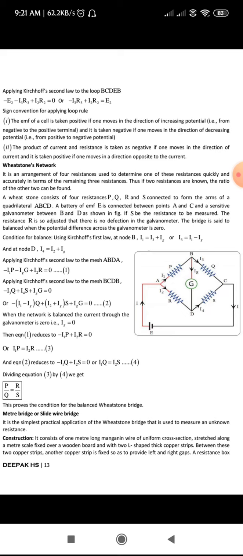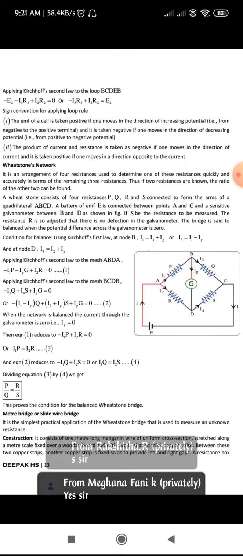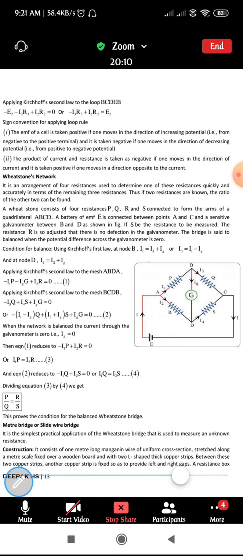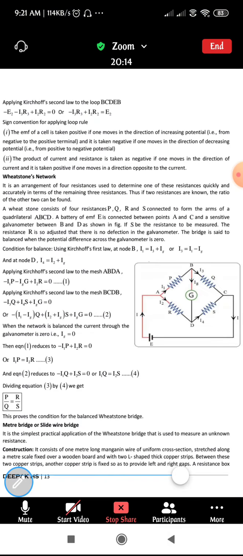Is this fine, students? Please do reply, because only if you have understood KCL is it easy to apply KVL next. You will have a little bit of an idea how to apply it. Okay, fine, good. So see here, next.